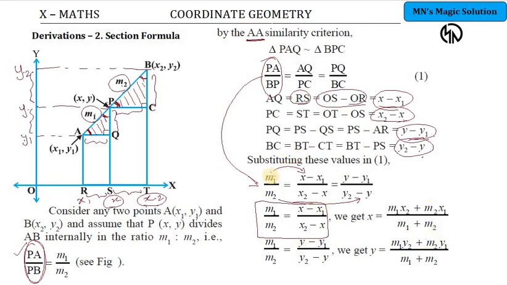Similarly, when you equate the first one to the third part, you will get this relationship. Idhula pathina enakku theva y. Two places y is there. So what is that we will do? Cross multiply, rearrange, take all y to one side and then if you see you will get this relationship. Y is equal to m1 y2 plus m2 y1 divided by m1 plus m2. Hence we have obtained the point P's coordinates x comma y to be this m1 x2 plus m2 x1 divided by m1 plus m2 comma m1 y2 plus m2 y1 divided by m1 plus m2.